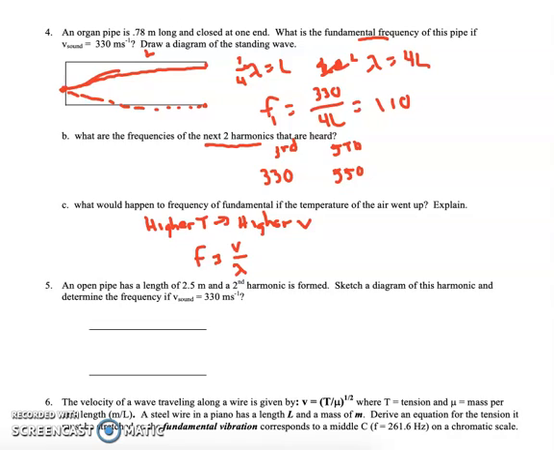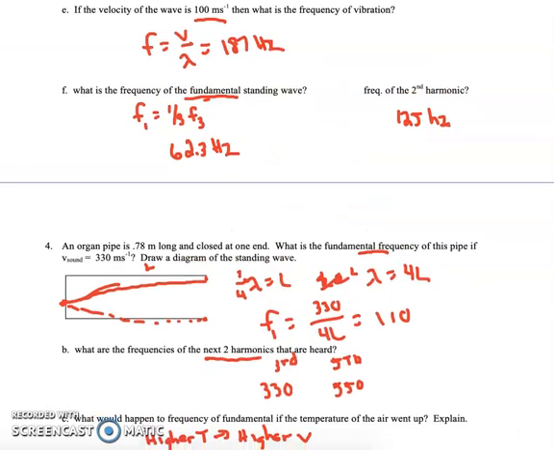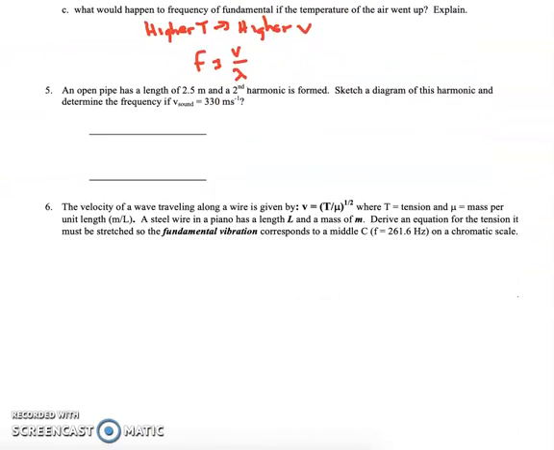Okay, now let's go to an open pipe. Sketch a diagram of the harmonic and determine the frequency. We have the second harmonic. How do we do that without just looking at a note sheet and not having to think about it? Well, we know that the open ends must always be antinodes. The simplest one, the fundamental, would be antinode, node, antinode. That's the first harmonic. We want the second one. How do we go to the second one? We just add another node and make sure we alternate between nodes and antinodes.